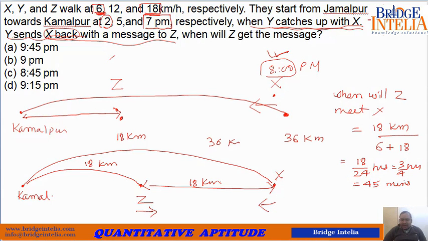So the time is already 8 p.m. Another 45 minutes are required. So at what time will Z get to meet X? He will get to meet X at 8:45 p.m. So the final answer is 8:45 p.m.